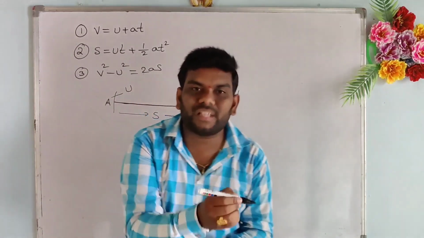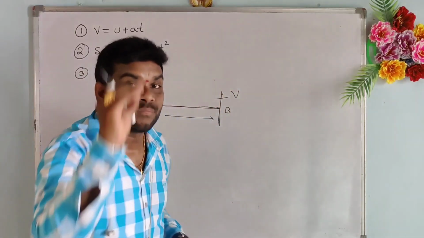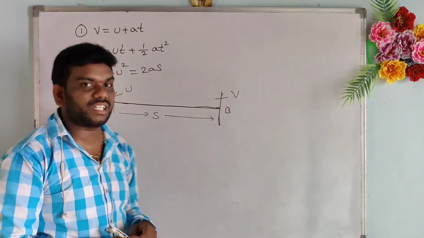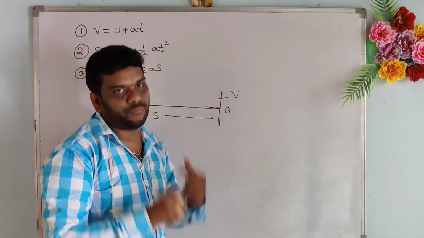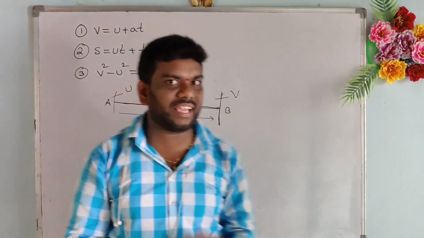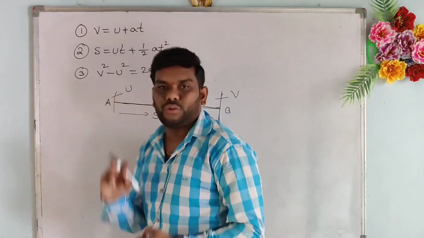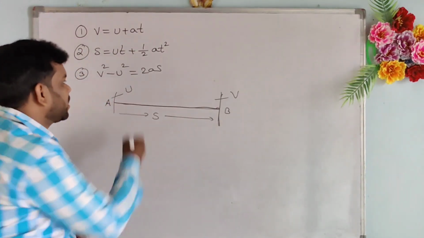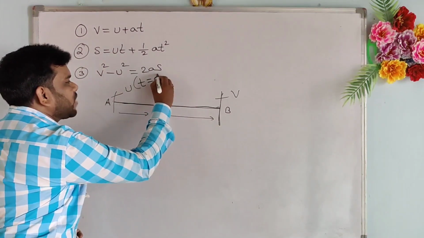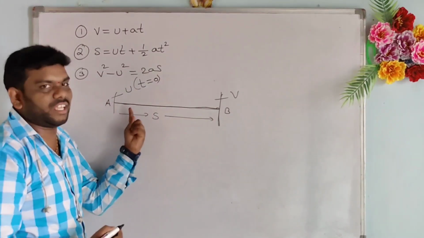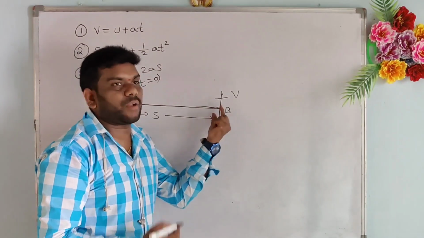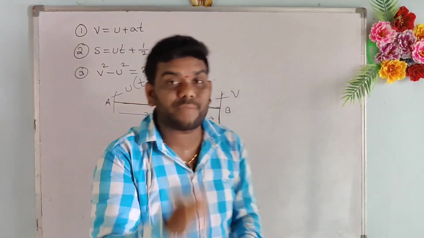Reaching the point means the velocity has changed. So the ending velocity, the final velocity, is denoted by the letter V, and the initial velocity is denoted by the letter U. From the start, the body is at rest, so T is equal to 0. Finally, the time is 0 at the start.